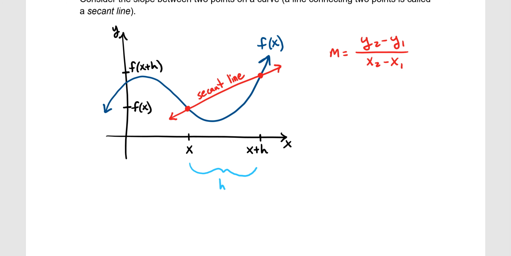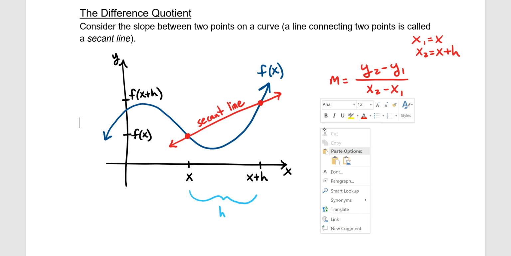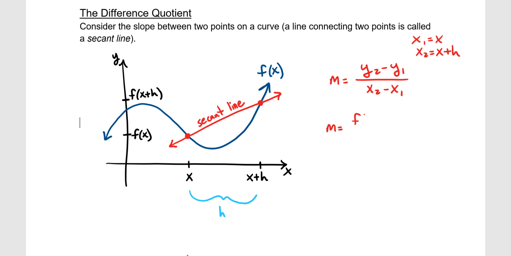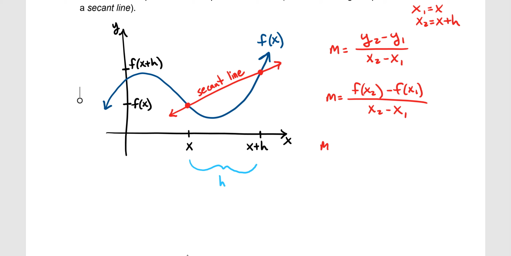I'll make a little note here. x1 is going to be our x, and x plus h is going to be our x2. Okay, so the slope formula now becomes m equals, let's replace it with the function version, f of x2 minus f of x1 over x2 minus x1. Remember, this is the same thing but in different notation, like we did on the other page. Now let's plug in using our x and x plus h.